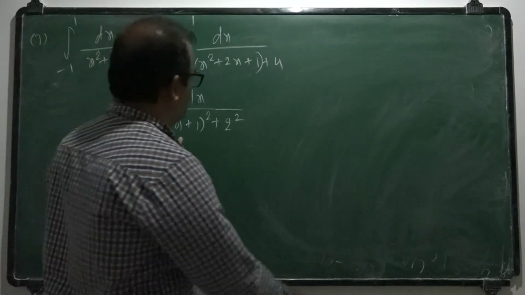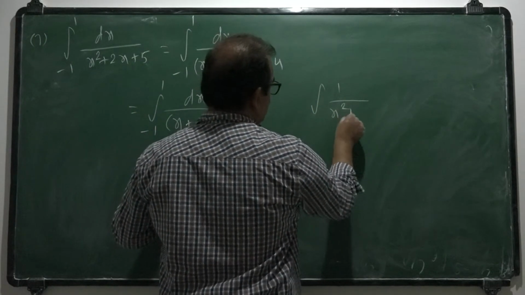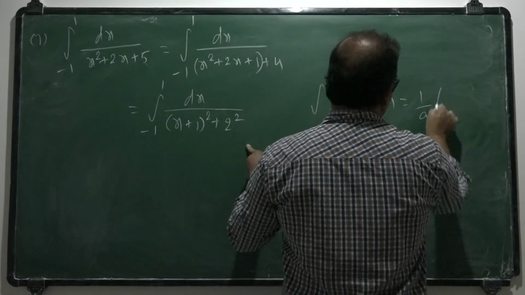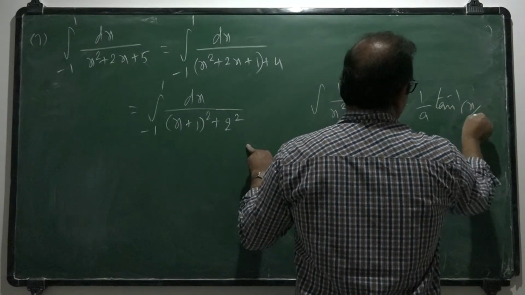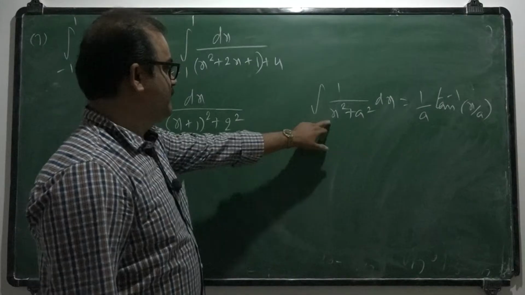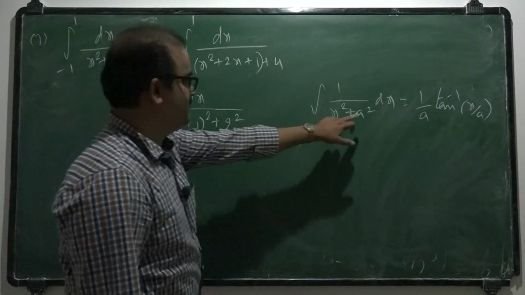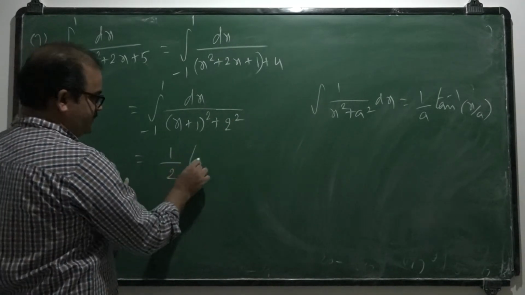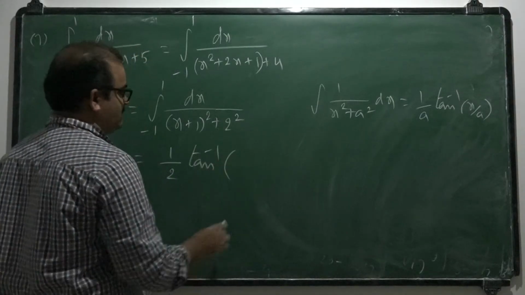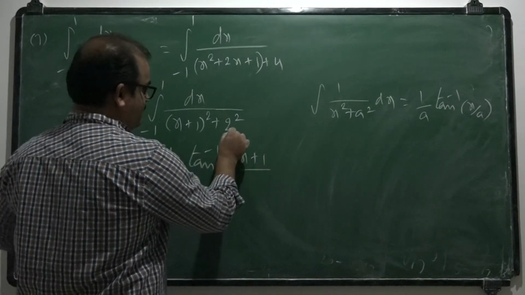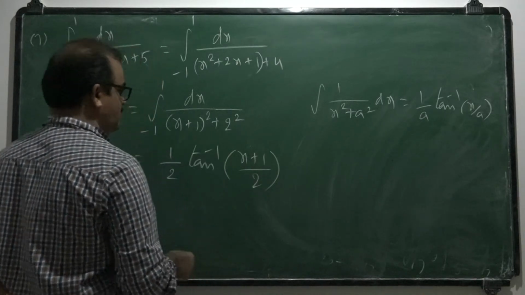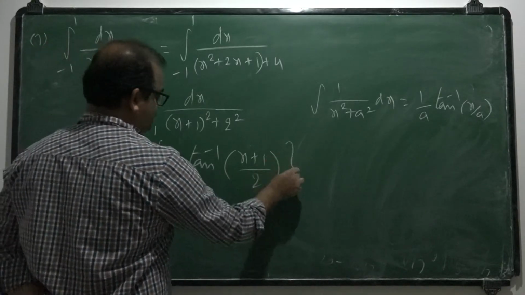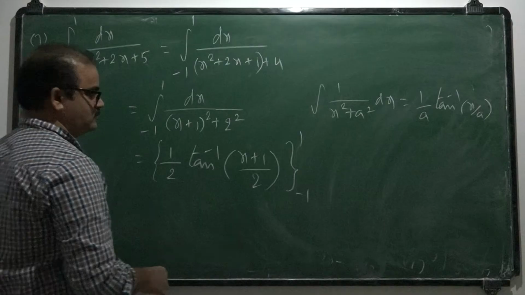Now it is in the form of integral 1 by x square plus a square into dx. Its formula is 1 by a into tan inverse x by a. In place of x we have x plus 1. In place of a, here it is 2. Apply that formula, 1 by 2 into tan inverse of x plus 1 by 2, by derivative of x plus 1, that is 1. This is in between the limits minus 1 to 1. You write this formula.